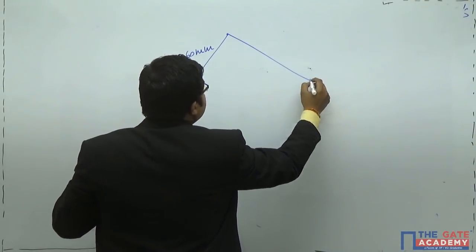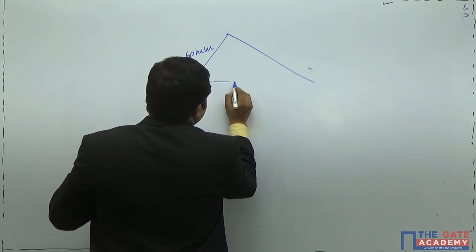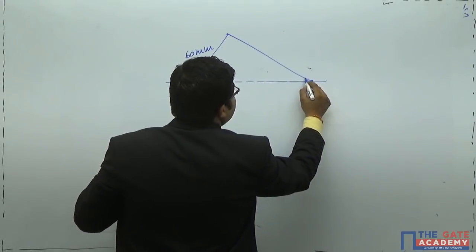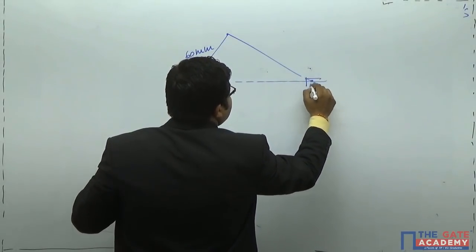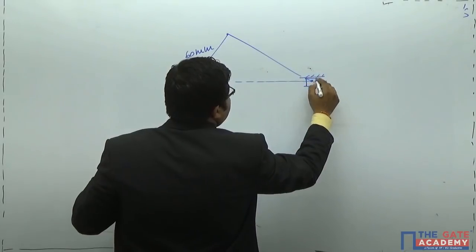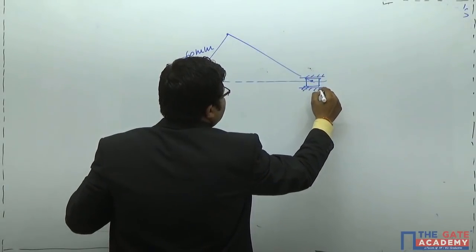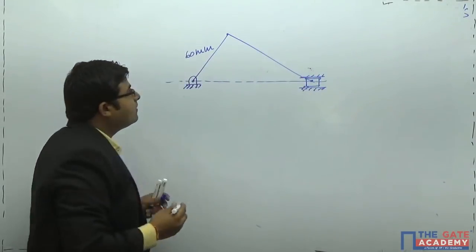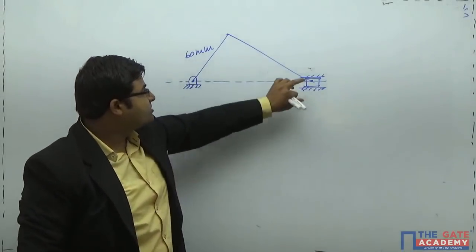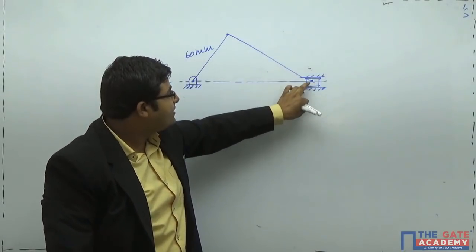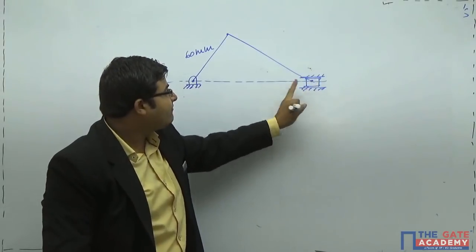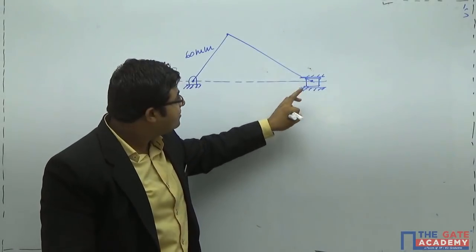It is connected to some slider. You know very well what a slider is. The slider is kept between this particular rigid support in such a manner that it can reciprocate only. It can have linear motion, translation, to and fro.